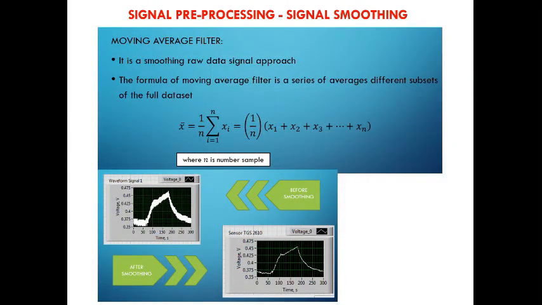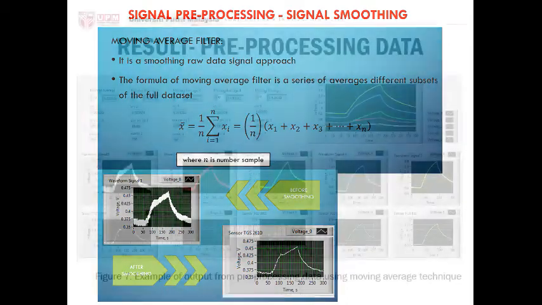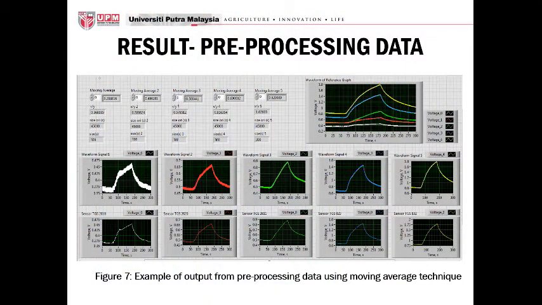In this step we call it signal preprocessing. Usually the raw data from the INOS is noisy, so we need to apply the moving average technique to smooth the data. You can see the figure here after smoothing and processing the data. This is all the data from the output of the first sensor before and after pre-processing.